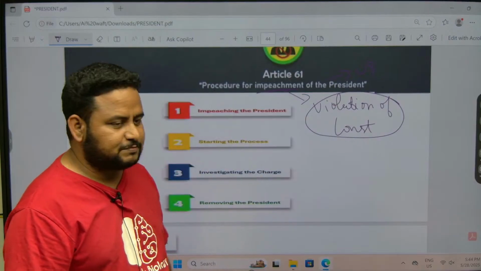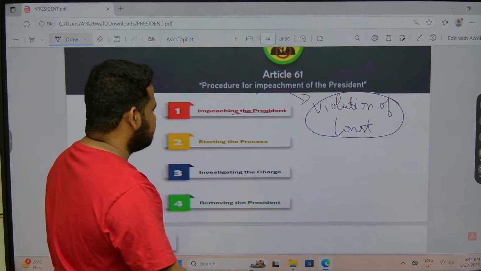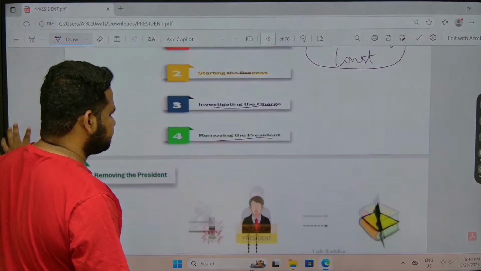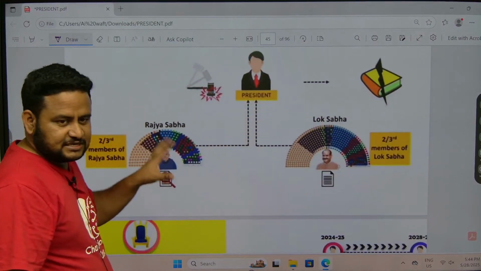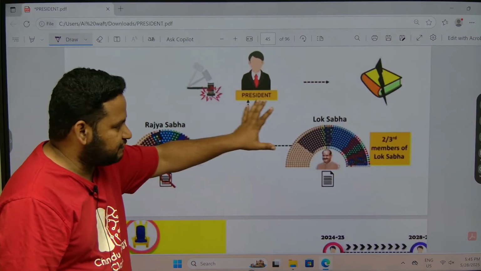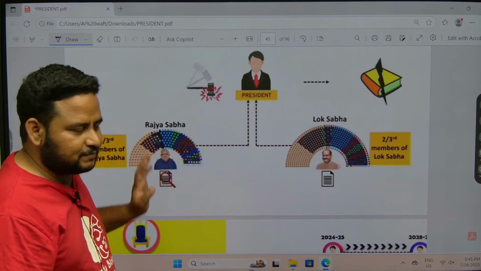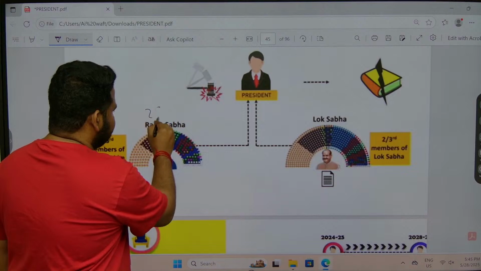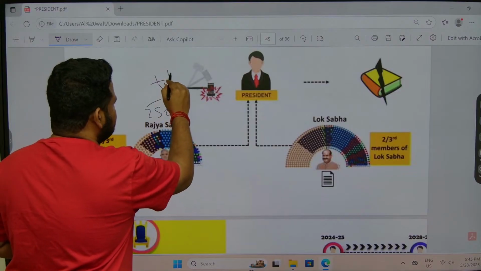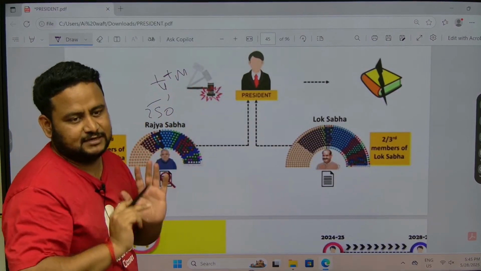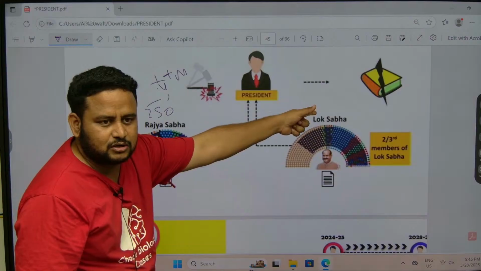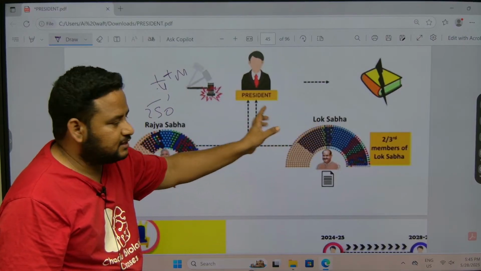Now we will see the impeachment procedure of the president. First is impeaching the president, then starting the process, investigating the charge, removing the president. So what do you mean by that? Now see here, the president is a part of the parliament. To remove the president, you can start the charge either from Rajya Sabha or from the Lok Sabha. Suppose I am starting from Rajya Sabha. Here Rajya Sabha total membership is 250. To remove the president, at least 1/4 of total members should give a sign that we have to review the president. So that charge will be sent to the Lok Sabha. Again here also 1/4 of the members should agree. Then the president will be called.